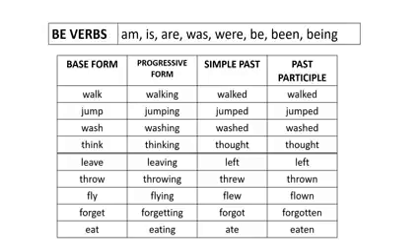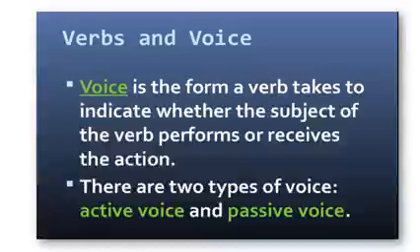Okay, so what's the difference between the simple past and past participle form of the verb? So simple past tense can be used as a verb, while the past participle cannot be used as a verb if there is no helping verb before it. It always needs a helping verb to be able to use it as a verb in the sentence. Okay, so why are we studying this one? Why do you need to be familiar with the be verbs and the different forms of the verb, especially the past participle? Because they play a very important role in changing sentences from active to passive or vice versa. Verbs and voice.